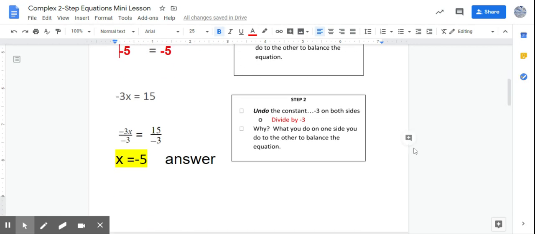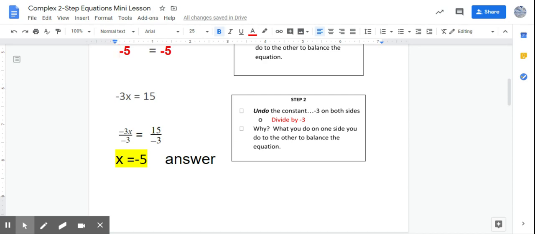Step number 2 for this equation is to do this. We're going to undo the coefficient, which is the negative 3. So we know the opposite of multiplication is going to be division. So we're going to divide both sides by negative 3. So I have negative 3x divided by negative 3. Those cancel themselves out. We're left with x. And we know that 15 divided by negative 3 equals negative 5. And that is our answer.